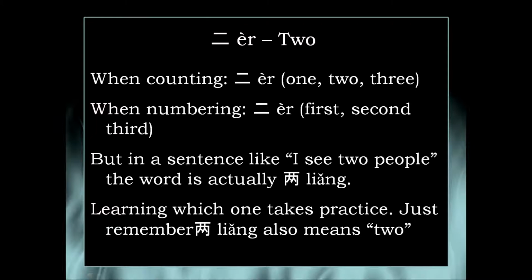But there's a but here. When you have a sentence like I see 2 people, you don't use èr. You won't say 我看到2个人. It's actually 两. So these two words both mean 2, èr and 两, but they're used in different contexts. And when and where to use which one is quite tricky. I'll probably do another video at some point about that, just on that topic. But the point is, if you practice it and you see enough examples, you'll get to know which one to use. So 我看到2个人 means I see 2 people. And as I said, learning which one takes practice.